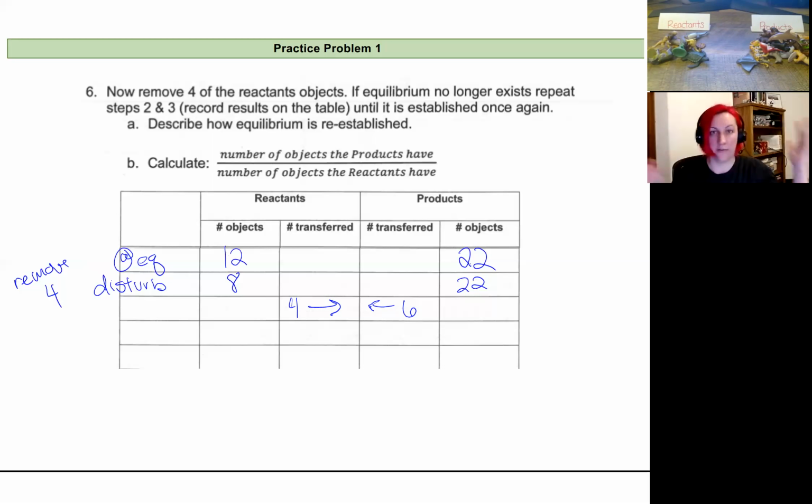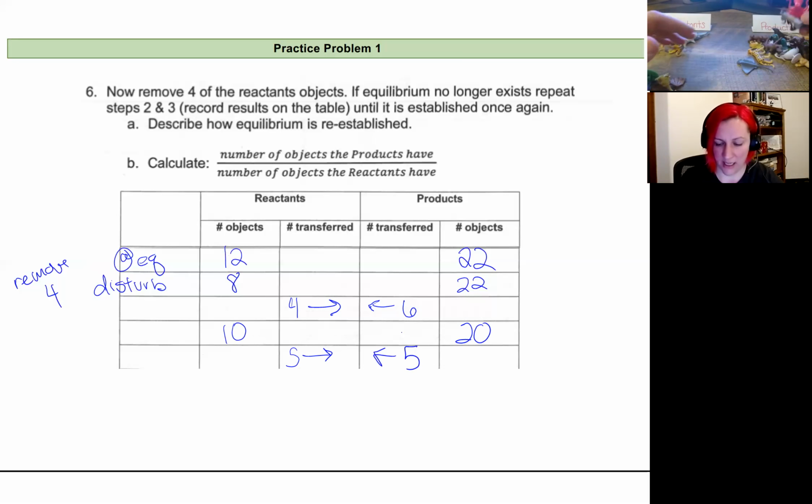And now I count everything up. And when I do that, I'm going to see that I end up at 10 and I end up at 20. All right. So now I'm going to do this again. I'm going to transfer 5, which would be half of my reactants, and a quarter of my products, which will be 5.